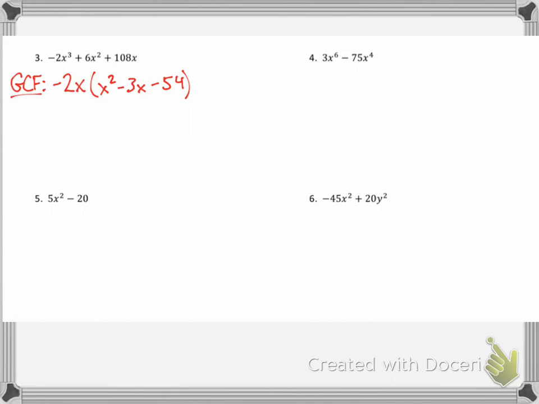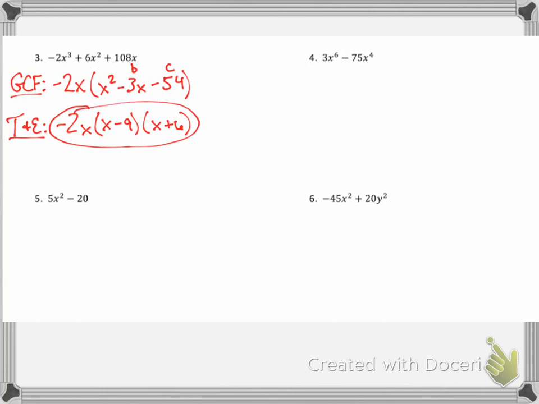Now once again, I have a trinomial that's left over. What multiplies to negative 54 adds to negative 3? Well, in this case, that would be negative 9 and positive 6. So I bring down my GCF, I split apart the trinomial, get a final answer of negative 2x times x minus 9 times x plus 6.